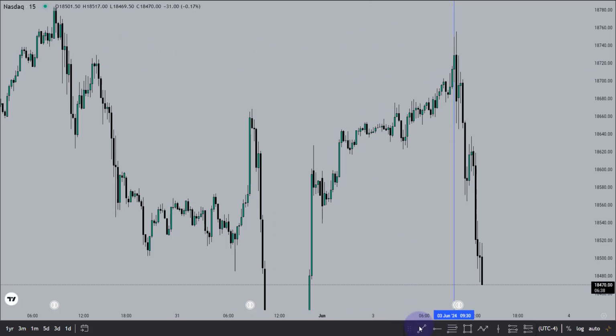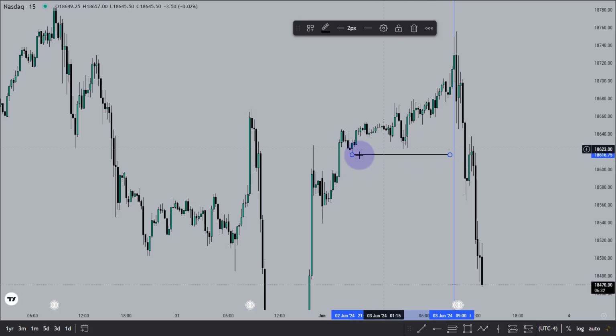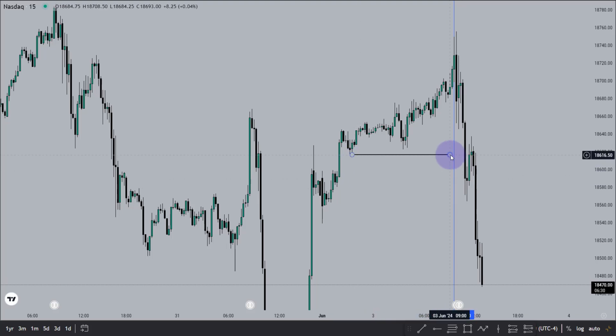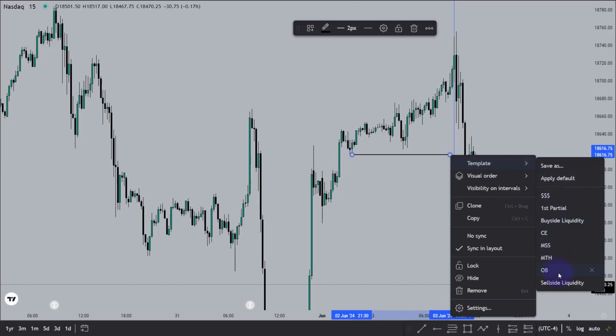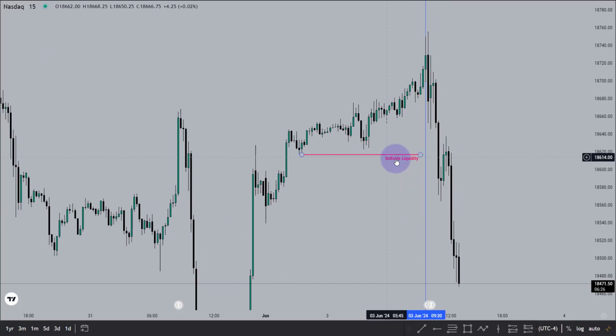Instead of that, if you see this low and that low, they are relatively equal lows. Here this low and that low, they are relatively equal lows. That is my sell side liquidity. So from the 15-minute chart, I have very clean sell side liquidity only, so I'm bearish.